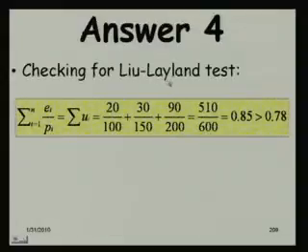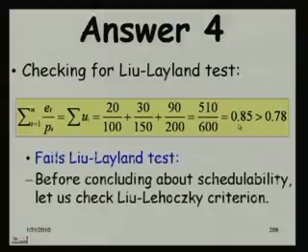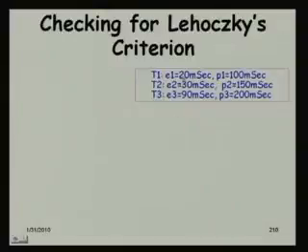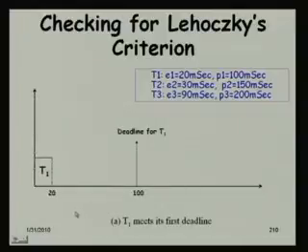So, if we check the Liu-Leland test, the utilization is working out to be 0.85, which is greater than 0.78, and it fails the Liu-Leland test. But before concluding about the schedulability, we will have to check the third criterion, that is the Liu-Lehoczky criterion. So, these are the 3 tasks 20 100, 30 150 and 90 200. First, let us try the first task T1. Let us try drawing the schedule and see what happens, and then we will use the formula.